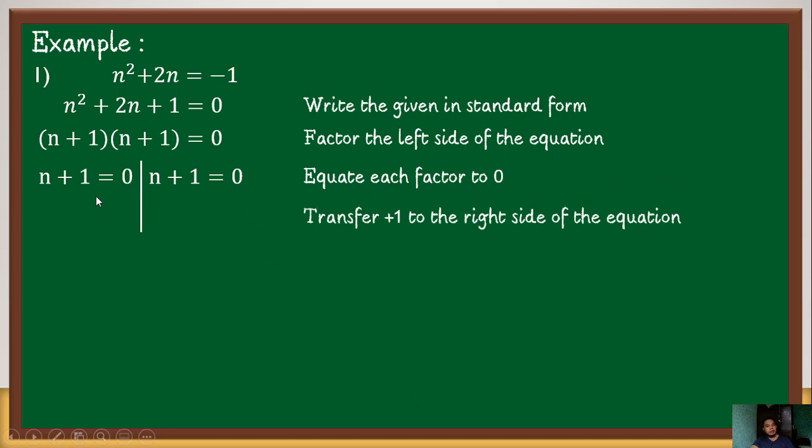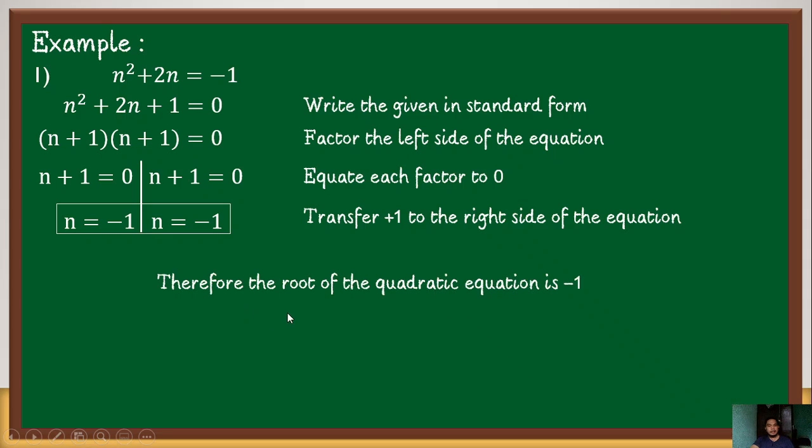Then, transfer natin yung positive 1 sa kabilang side ng equation. Then it will give us n equals negative 1 and n equals negative 1. Then box the final answer. So therefore, the root of the quadratic equation is negative 1. Now, if we are going to substitute negative 1 to the original equation, it will also be equal to negative 1. Since negative 1 squared plus 2 times negative 1 is equal to negative 1. Okay?